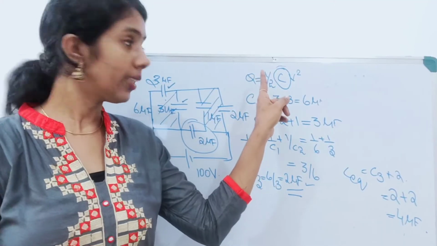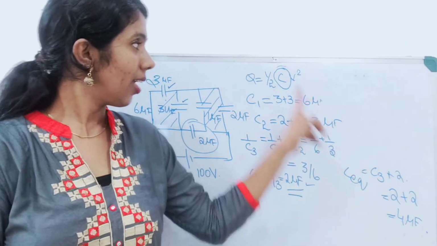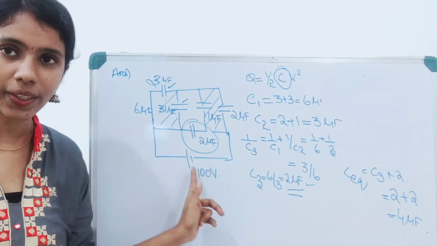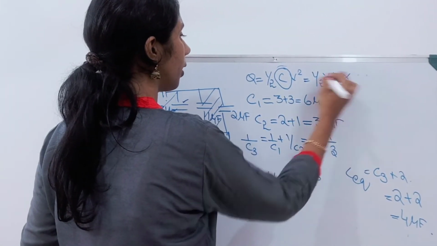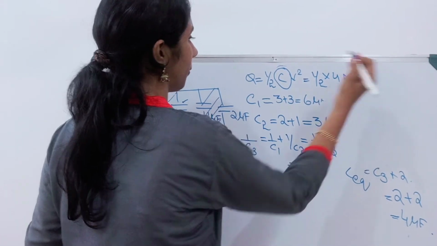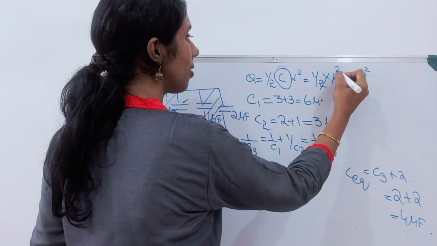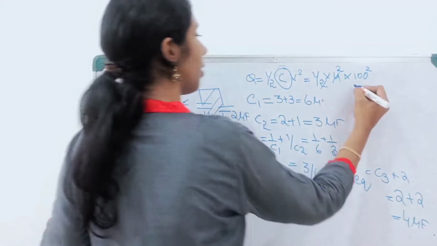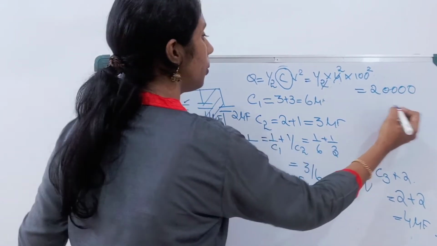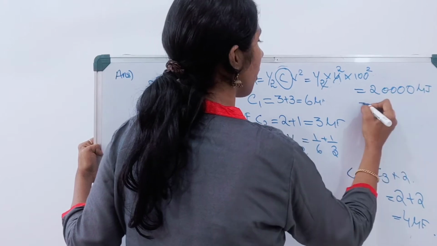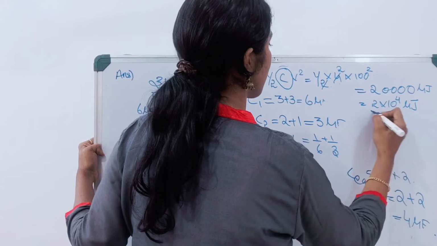Substitute the value of equivalent capacitance in the above equation. Instead of C, substitute 4 microfarad. Instead of V, we can substitute 100. So the equation becomes half into 4 into V square. So it is 100 square. So this equation becomes 2 and 4 cancels, so it is 2 into 10 raised to 4, which is equal to 20,000 microjoules, or it is 2 into 10 raised to 4 microjoules.